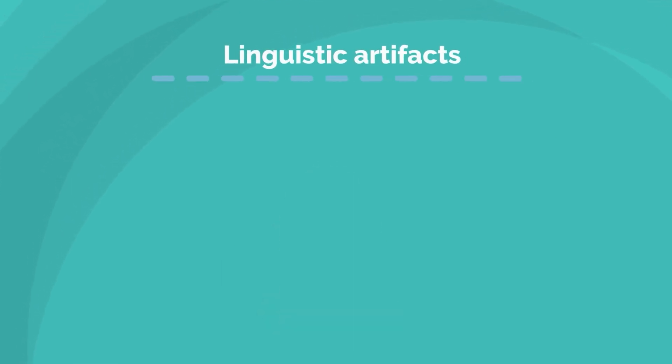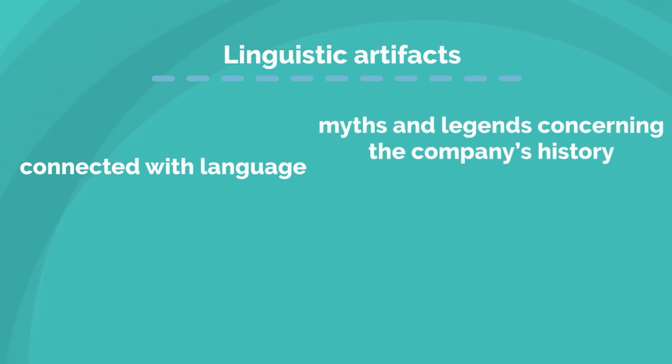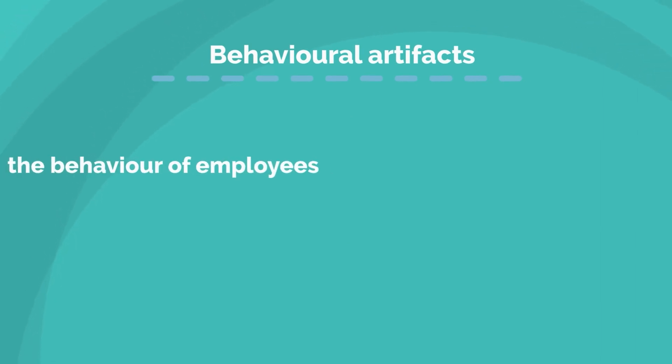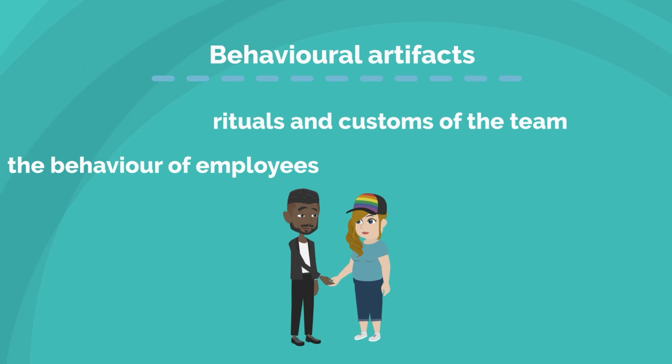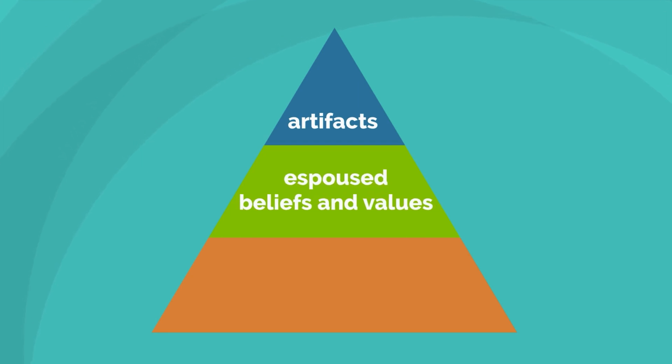Linguistic artifacts. The ones connected with language, for example, myths and legends concerning the company's history, characteristic of a given organization, both official and unofficial ones. Behavioral artifacts. The behavior of employees, rituals and customs of the team, as well as savoir-vivre. The second level consists in norms and values.